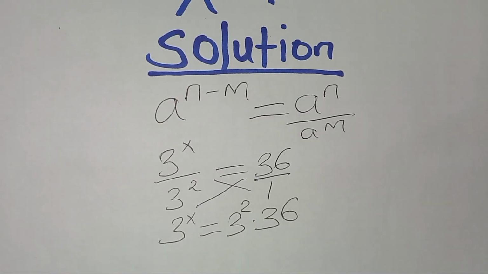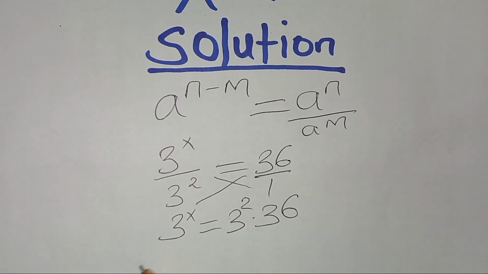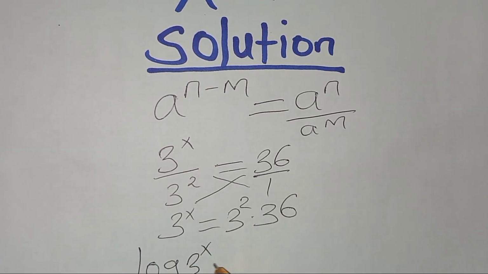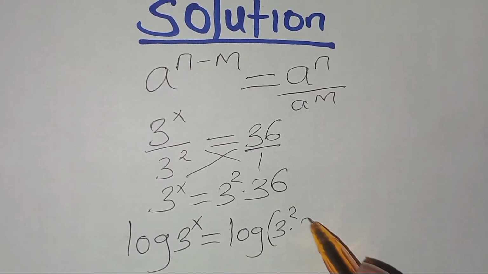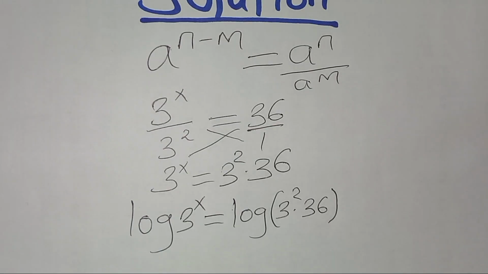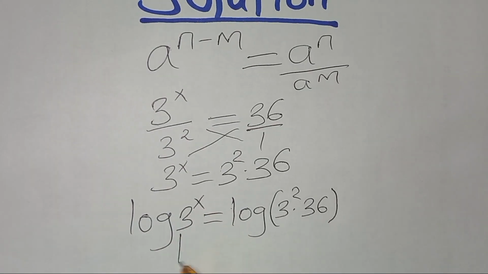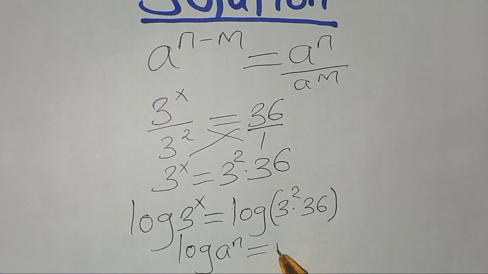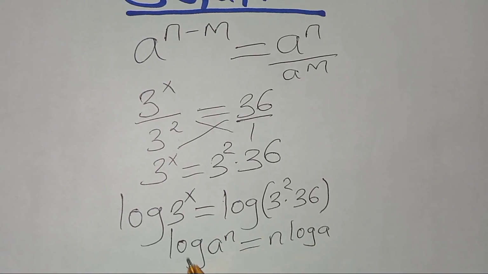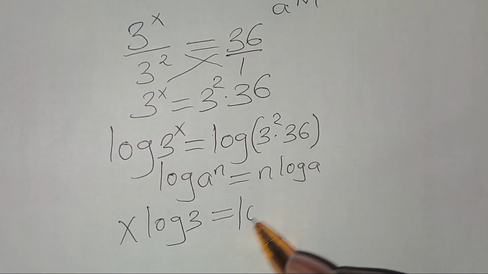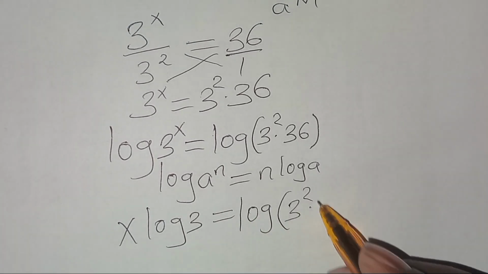Now, to solve for the value of x, we introduce the natural logarithm on both sides, so that we'll have log 3 to the power x equal to log of 3 to the power 2 times 36. Now, log 3 to the power x is in the form of log a to the power n, which we can express as n log a. Applying this power rule, log 3 to the power x becomes x log 3, equal to log of 3 to the power 2 multiplied by 36.